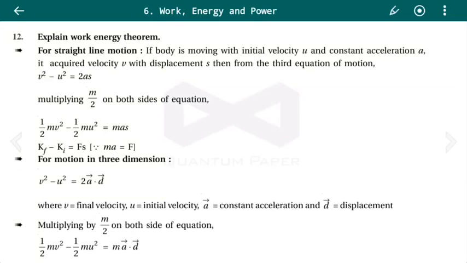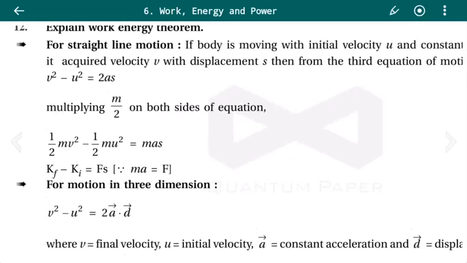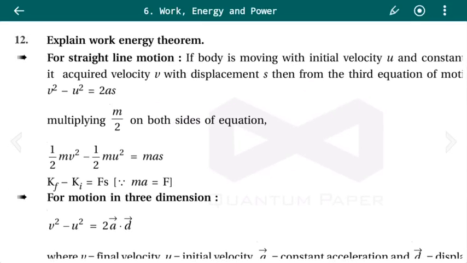Now let us see the work energy theorem. For straight line motion, that is for an object moving in one dimension, if a body is moving with initial velocity u and constant acceleration a, and it acquires velocity v with displacement s, then from the third equation of motion we can write v square minus u square equals 2as. Here we are using the third kinematic equation.